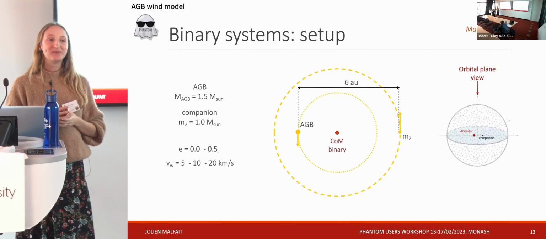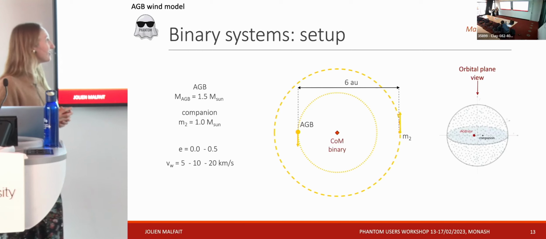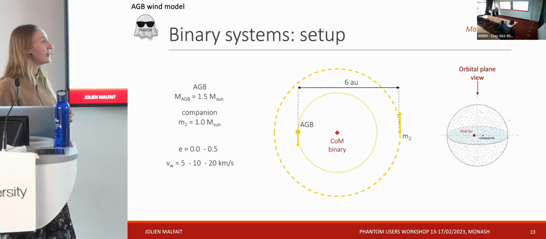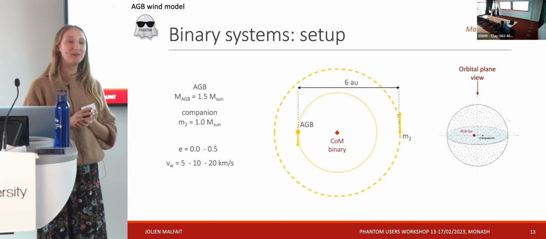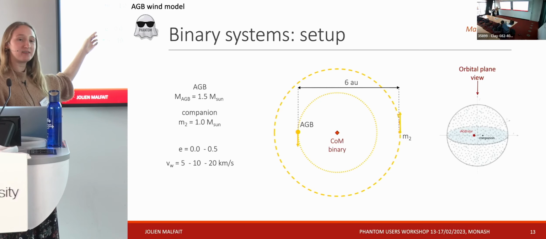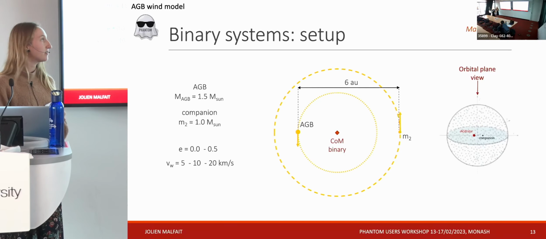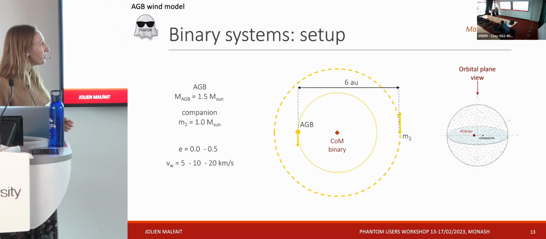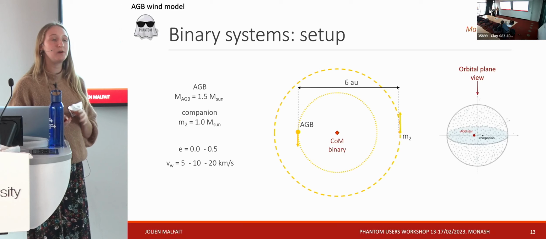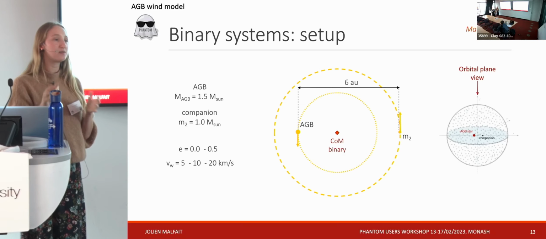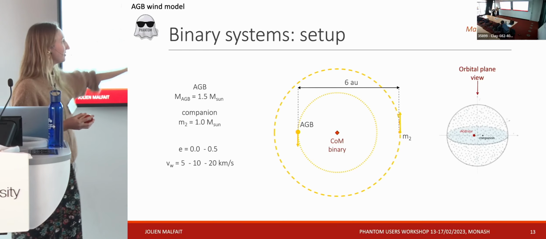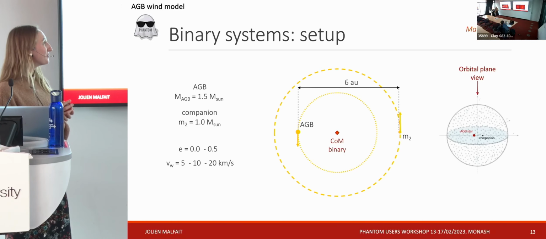So I'm going to show you some examples now. In these examples, we have a binary AGB system with a companion at an orbital separation of 6 astronomical units, and it's a solar mass companion. And then we're going to vary the orbital eccentricity and the wind velocity of the AGB star. In most plots I'm going to show, you're going to see the orbital plane view. We always take 2D slices of the 3D model and show the density distribution. So this is the view you'll see most often.